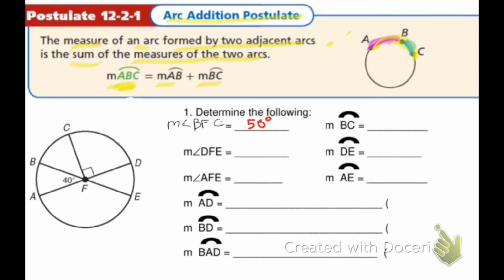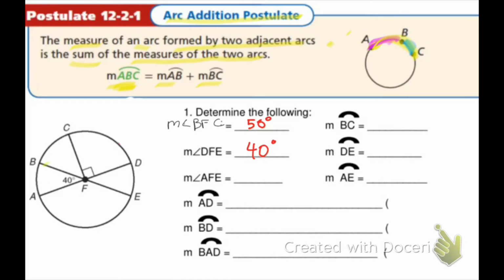Now D, let's look at the measure of angle DFE, so this angle right here. Well, how would I figure that one? Well, hopefully you can spot it, but notice that I have vertical angles here and here. So if this is 40 degrees, then this also has to be 40 degrees, because of vertical angles congruency theorem.